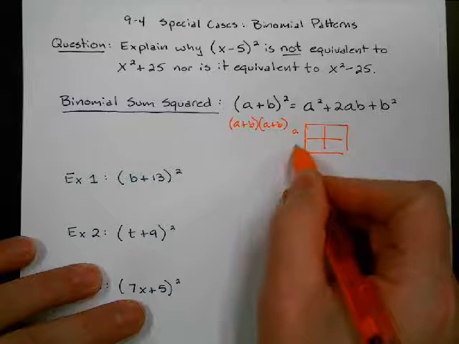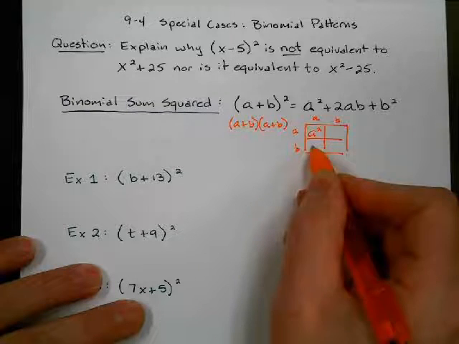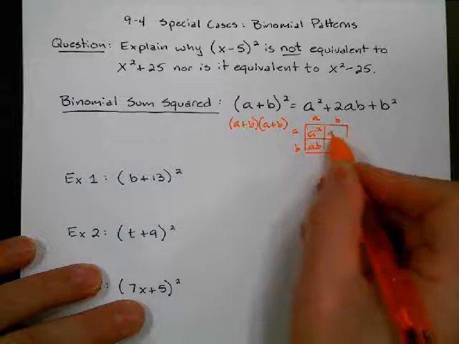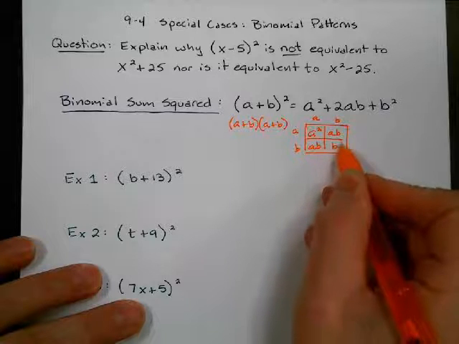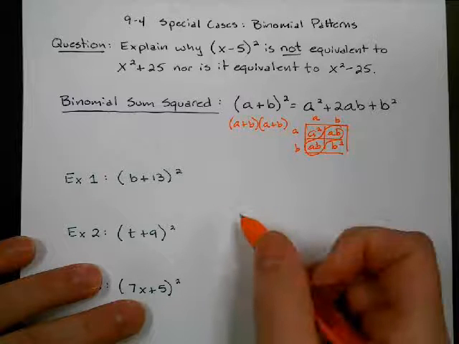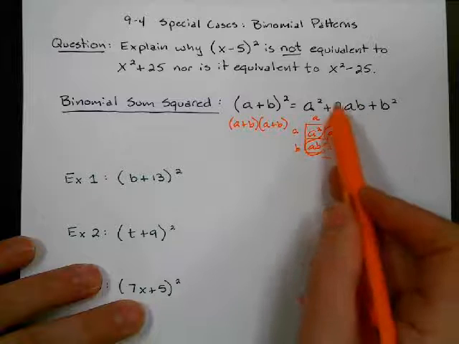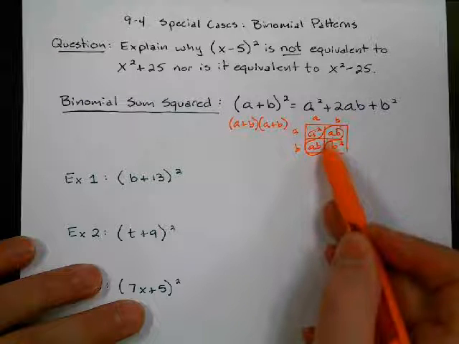So if I put a and b here and a and b here, here I get a squared, I get ab here, and b squared here. And notice what you would have been missing if you wrote a squared plus b squared. You would have been missing this 2ab. See, I got two of these ab's in the middle.